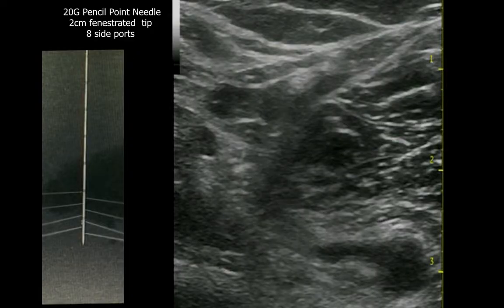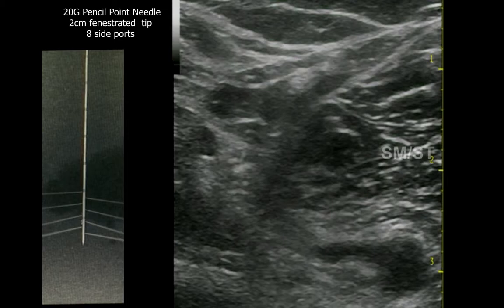This slide demonstrates the injection of local anesthetic medial to the sciatic nerve using a 20-gauge fenestrated needle displayed on the left. The distal 2 centimeters of this needle has side ports on alternating sides of the needle shaft. The outflow pattern during injection is displayed.